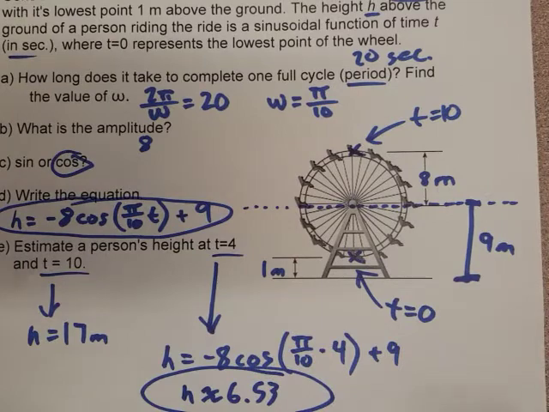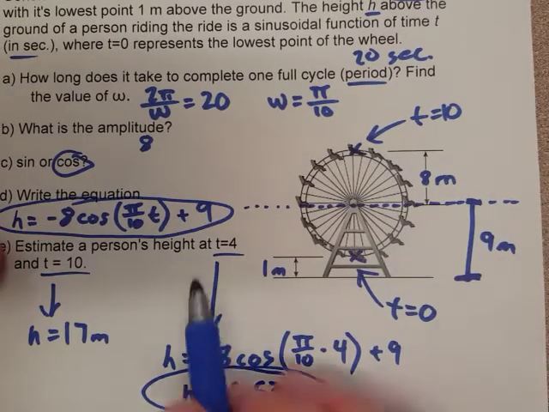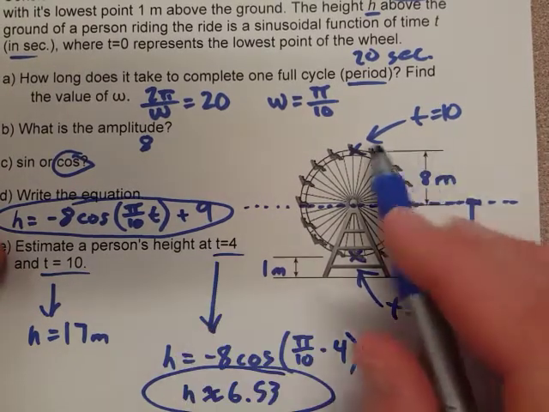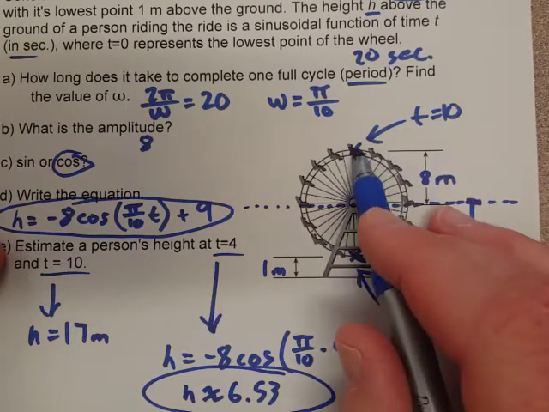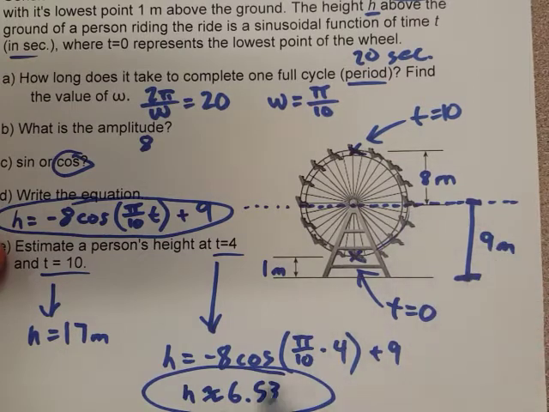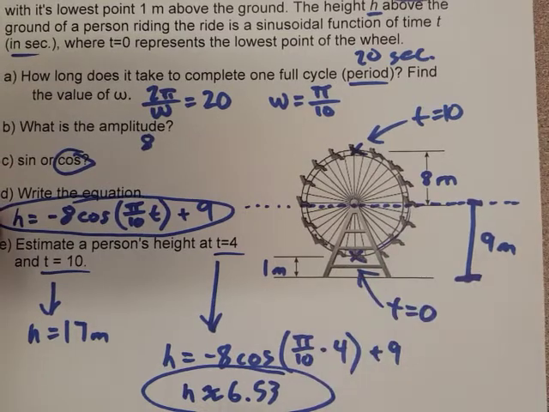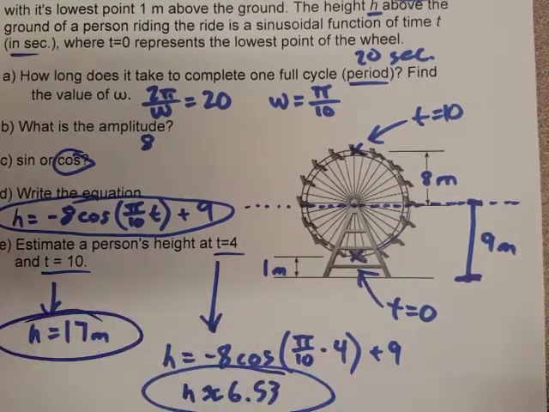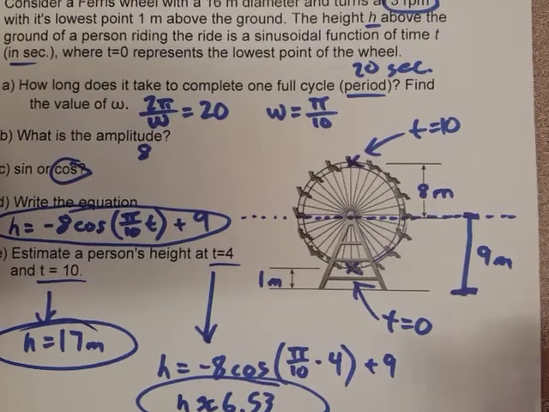Now you always want to go back and see, does that seem reasonable? So at t equals 4, if it gets 10 seconds to the top, then it must get halfway by 5 seconds, and so 4 seconds is going to be a little less than 9 meters. Seems like that's a reasonable amount to get there. So that checks out, and that is what we're looking at for the harmonic motion based on a Ferris wheel. If you have any questions, please let me know as usual.